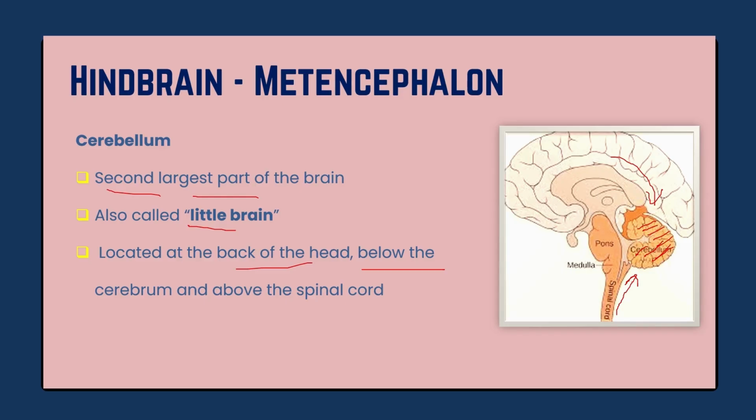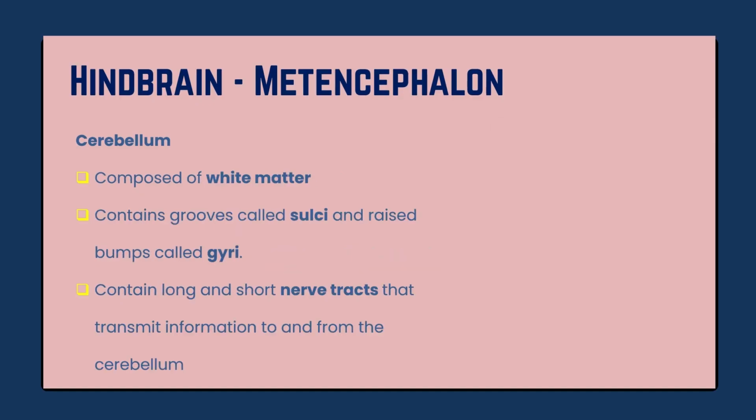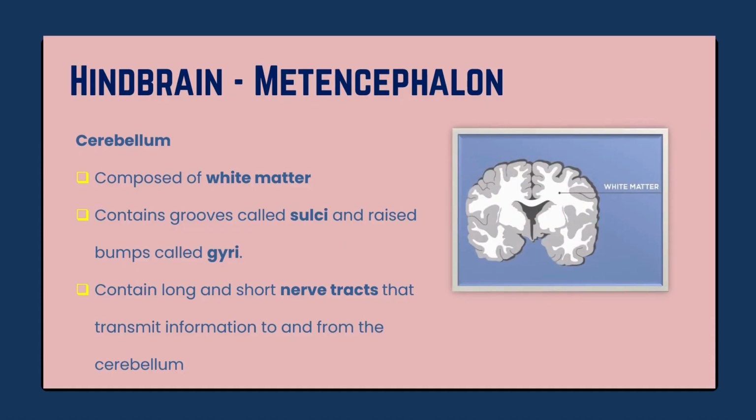So it is below the cerebrum and above the spinal cord, or between the cerebrum and the spinal cord. Alright. Cerebellum is composed of white matter. We have already talked about what is white matter and what is grey matter, right? What is white matter? It's the parts of the brain which are rich in myelinated axons, giving it a white appearance. And the grey matter is rich in the cell body and axon endings, right?